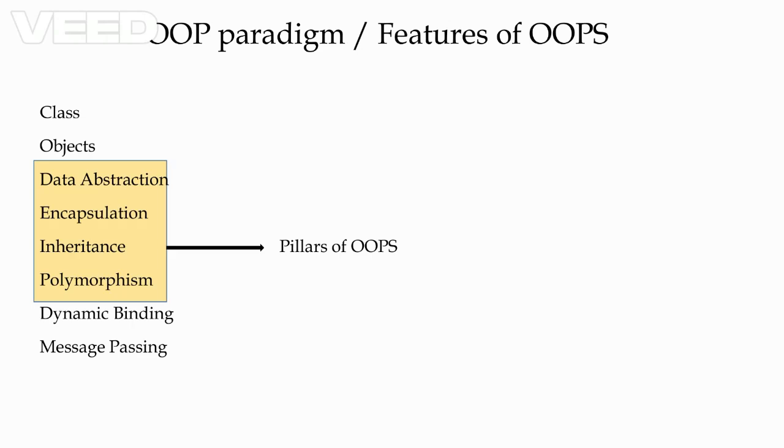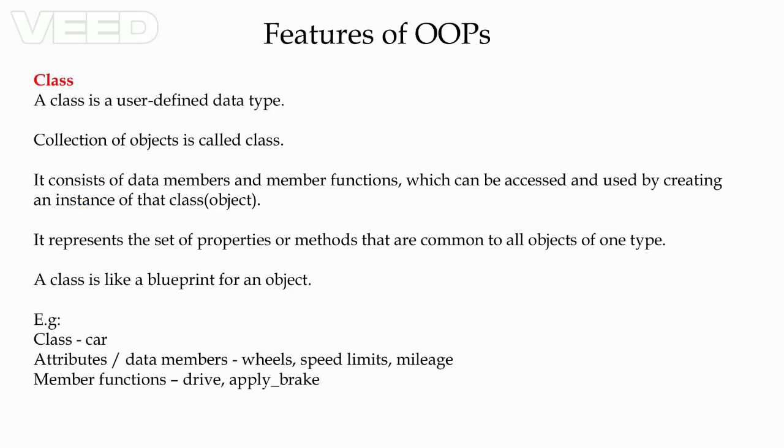There are many features of the object-oriented programming language. They are classes, objects, dynamic binding, message passing. The main pillars of the object-oriented programming languages are data abstraction, encapsulation, inheritance, and polymorphism. Now we are going to see about what is class.